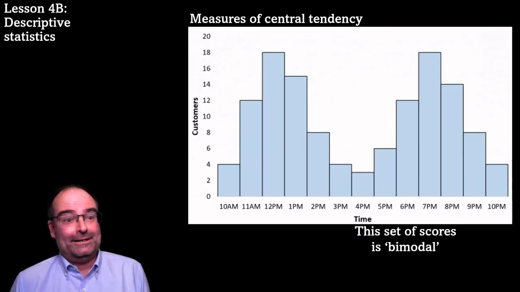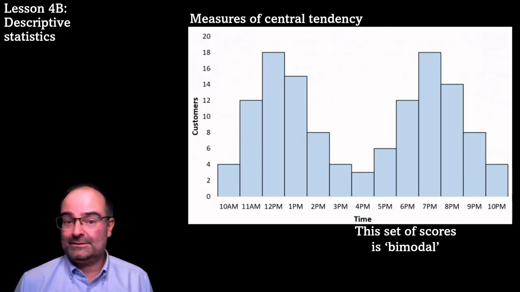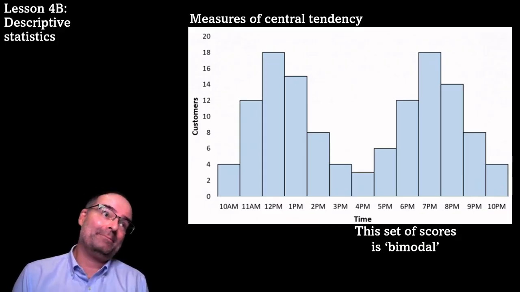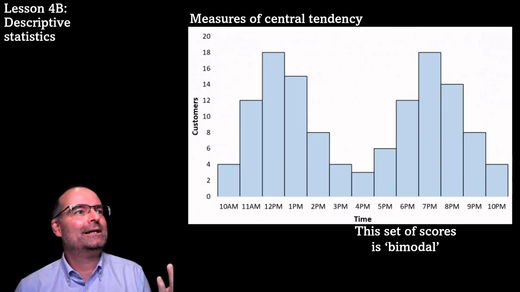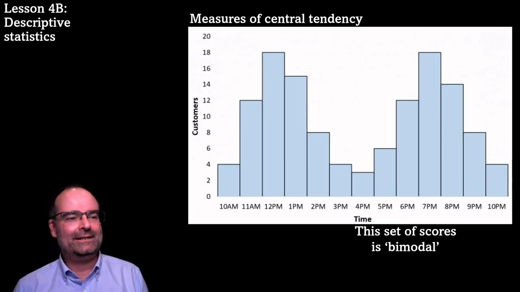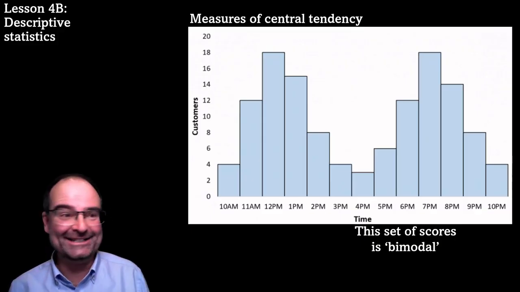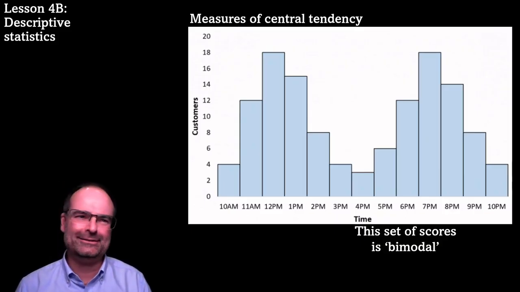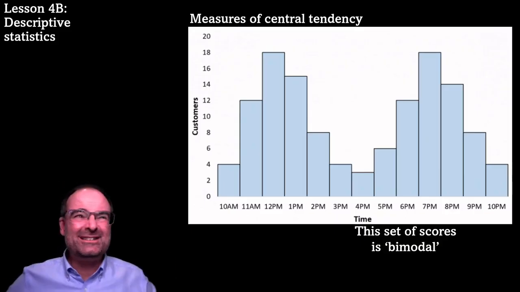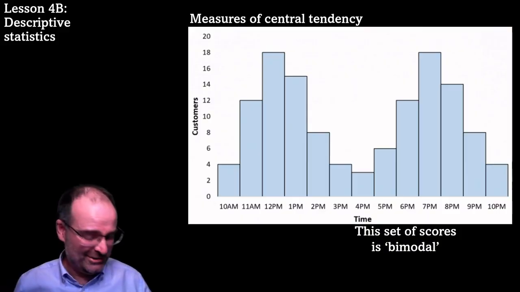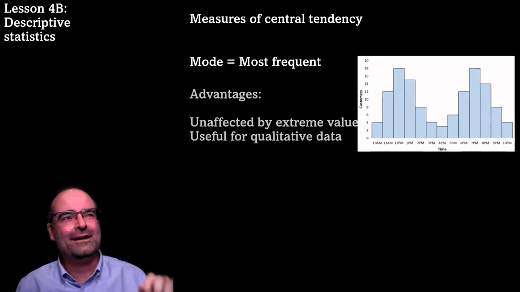This is how many customers in a restaurant. And it's bimodal because you get a peak of 18 customers at midday, the lunchtime rush, and 7 p.m., the dinner time rush. Maybe there are 18 chairs in the restaurant. That might explain it too. That's a bimodal distribution. But you can see the mode is just taking the most frequent score. It's really easy to calculate.